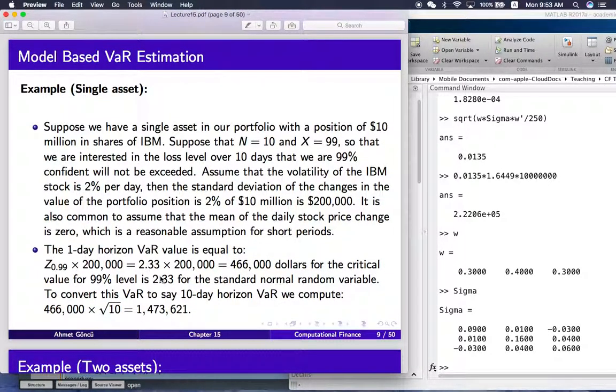Here's a single asset simple example. Suppose we have a single asset in our portfolio, which is IBM shares. And if we want to calculate the value at risk, let's say with 10 days time horizon at the 99% confidence level, we need to know what's the volatility of the IBM shares per day. This can be calculated from the data, but suppose this is calculated already and given as 2% per day.